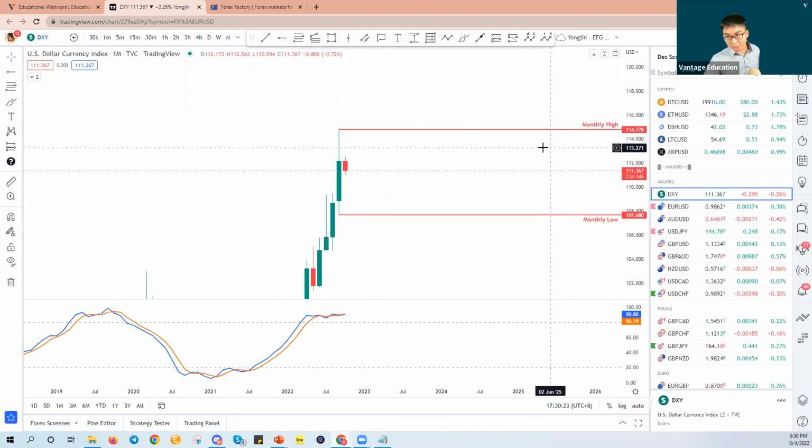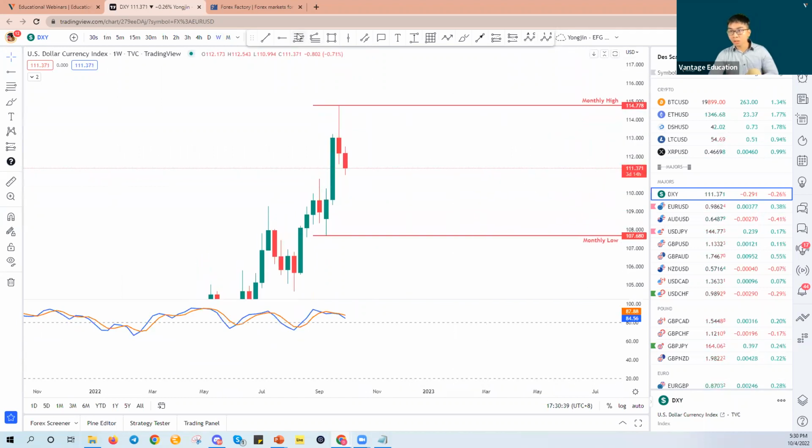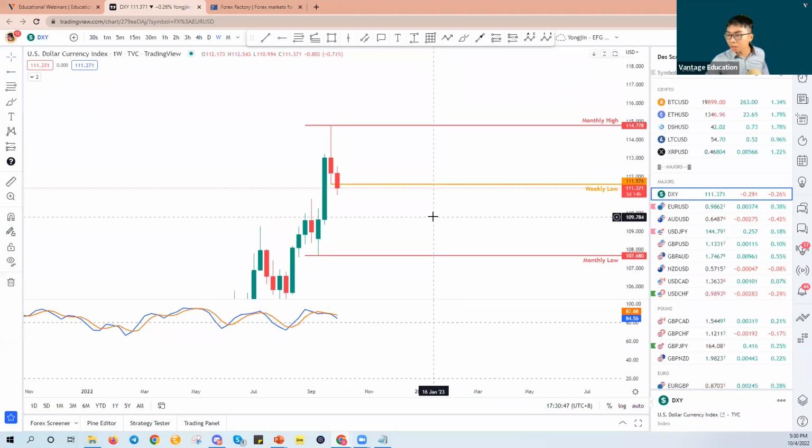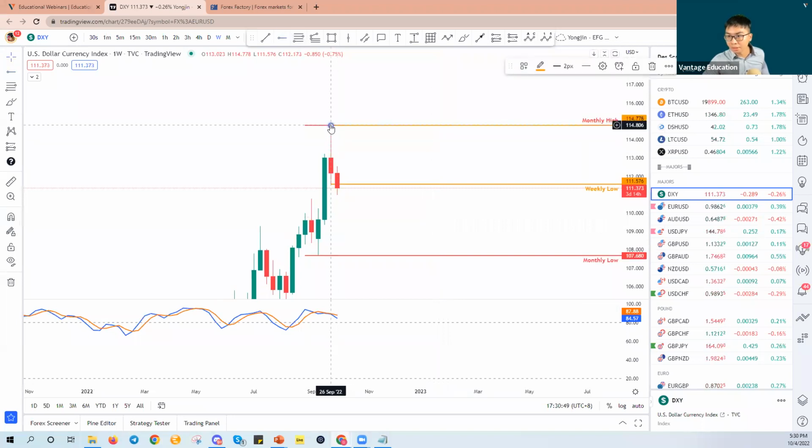So why am I marking all these areas out? Monthly high, monthly lows. A quick explanation would be that these areas act as a very strong area of support and resistance. So let me move on to the weekly. We will mark out the previous weekly low, and the previous weekly high.